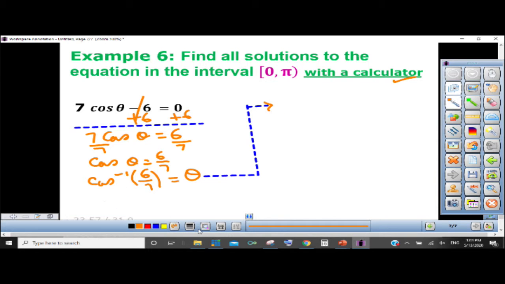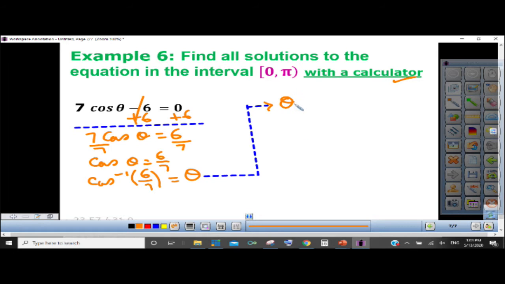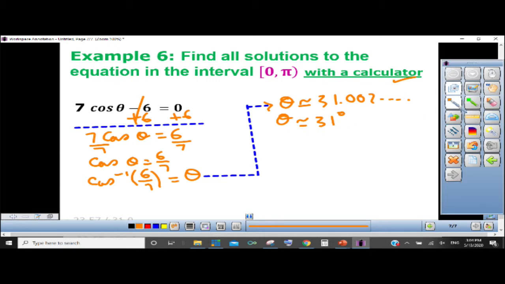So let's do that. I'm going to do second, and then a cosine. I have a 6/7. Okay? And that's going to give me 31. So theta is approximately 31.002. So I'm probably approximating that to 31 degrees. That's one option.